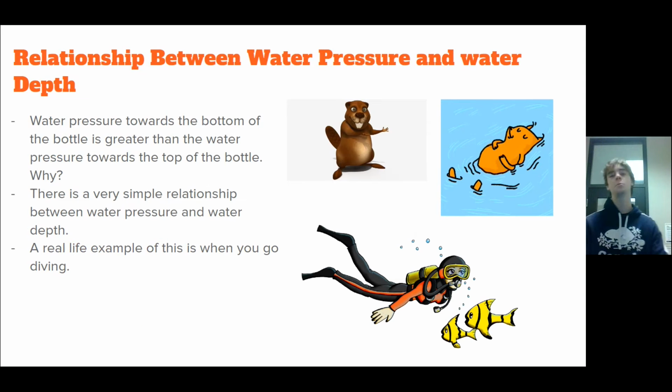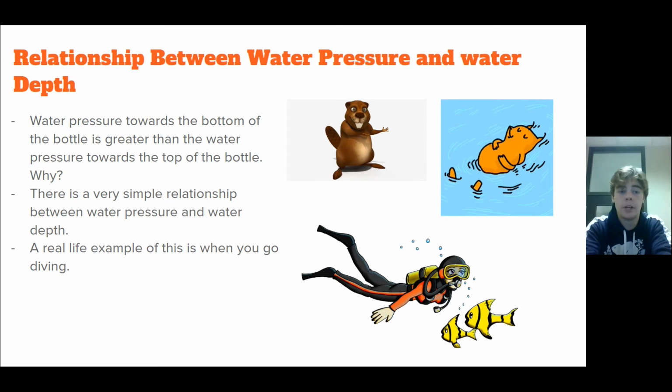Okay. Relationship between water pressure and water depth. Water pressure towards the bottom of the bottle is greater than the water pressure towards the top of the bottle. Why is that? There's a very simple explanation between water pressure and water depth. That is the weight of the water. The water at the bottom is under a lot more weight because there's so much water above it. That creates a greater pressure.